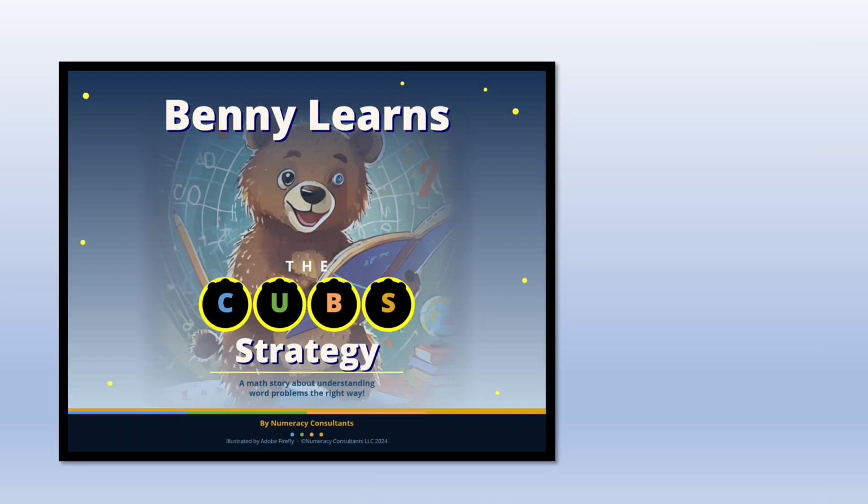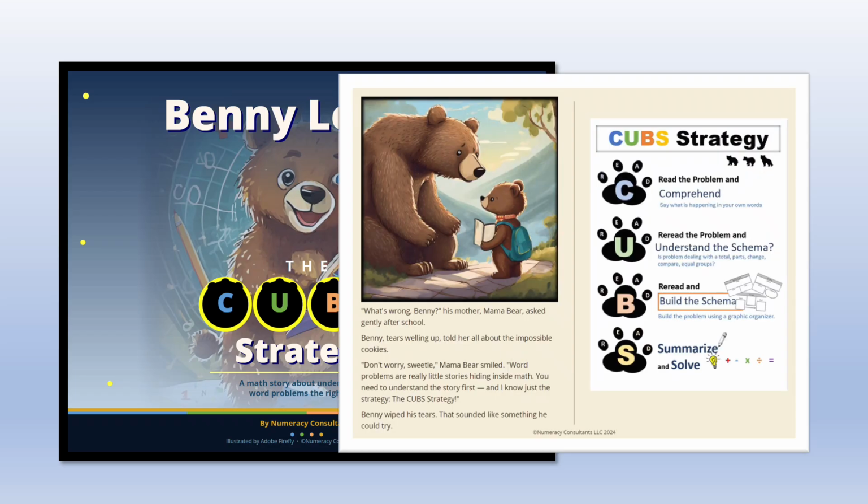And finally, teachers will have access to a read aloud centered around the CUB strategy. The CUB strategy is a structured, step-by-step process that teaches students how to read a word problem, identify the schema, and work through it in a systematic way. This strategy is woven throughout all of the program's resources and serves as a consistent approach students will use every time they encounter a word problem. The read aloud introduces students to the CUB strategy in an engaging, accessible way, laying the groundwork for how they will interact with word problems across all 4 books.